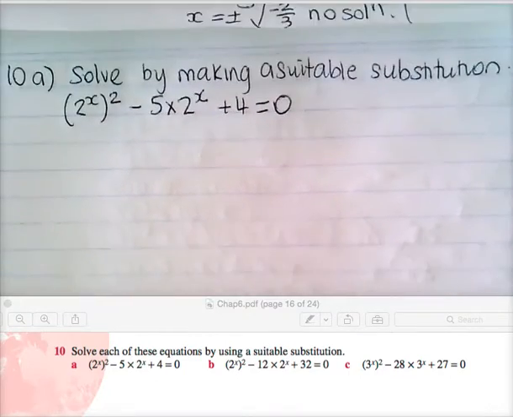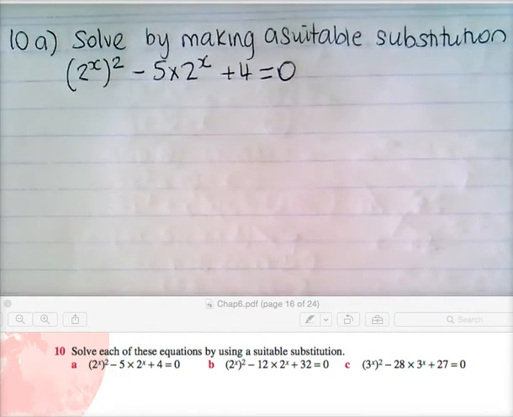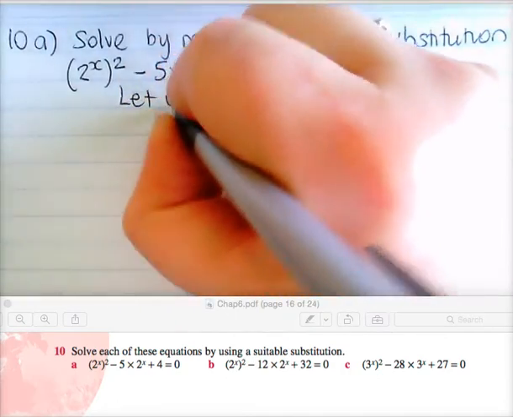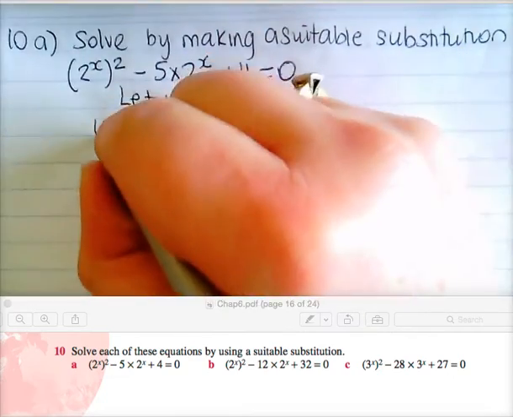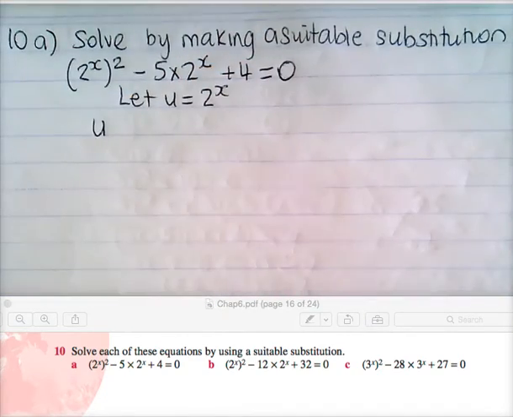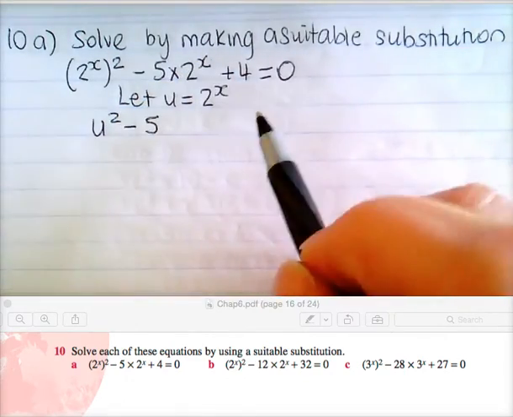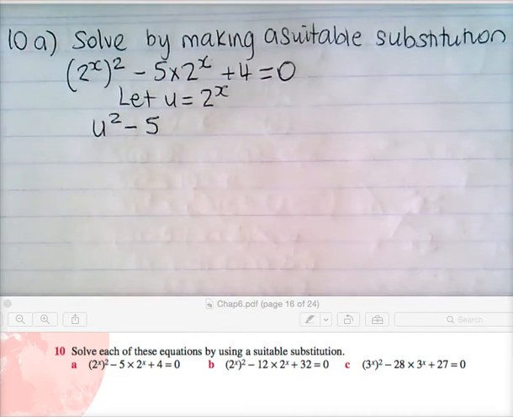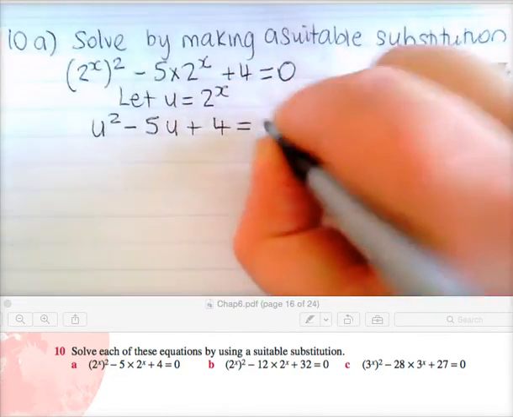10A, solve by making a suitable substitution. So it's not x squared anymore. What do you think your substitution is going to be? Let u equal 2 to the power of x. So that 2 to the power of x is a u. What do I write? u squared minus 5 times, what's u? 2 to the x. What do I write? u squared minus 5u plus 4 equals 0.